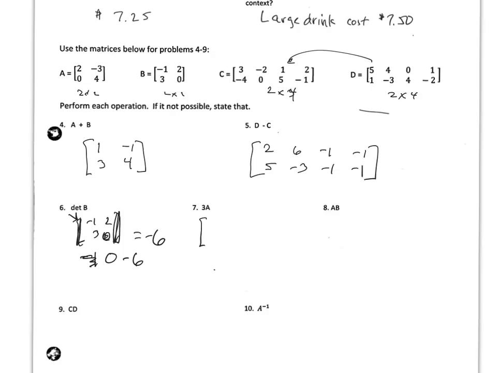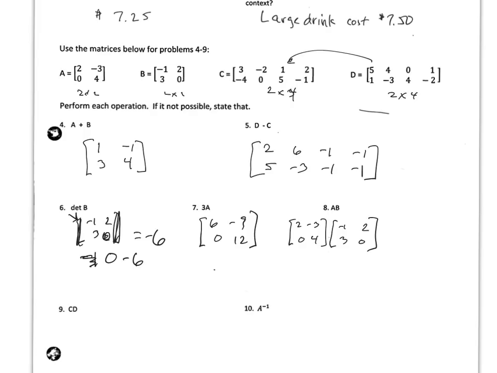3 times matrix A, just take every element in the matrix and multiply by 3. So 6, -9, 0, and 12. Write it as a matrix, please. A times B, I have the answer right on the back, but I had one mistake on the work. Not sure how that happened. So let me write this out, and we'll go through the process if you need to see this one.